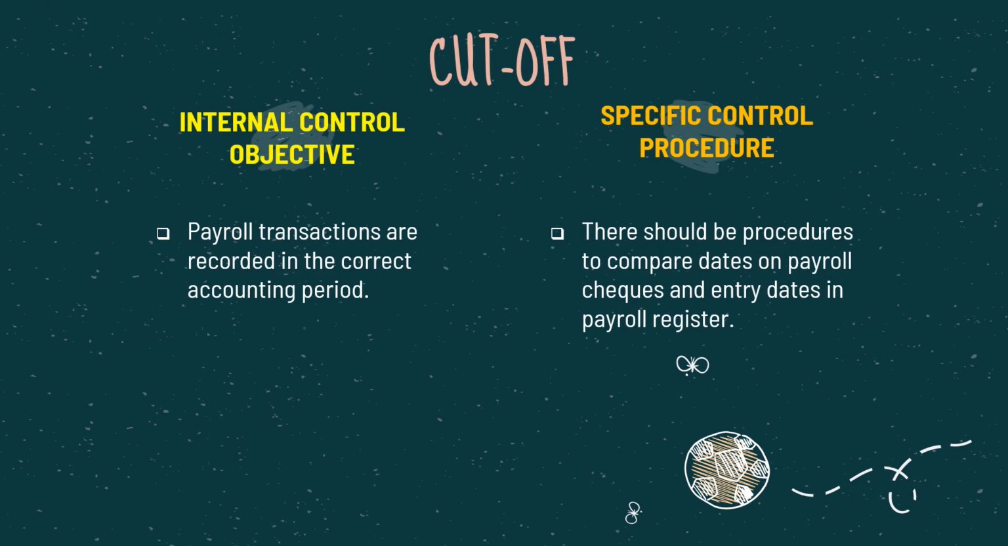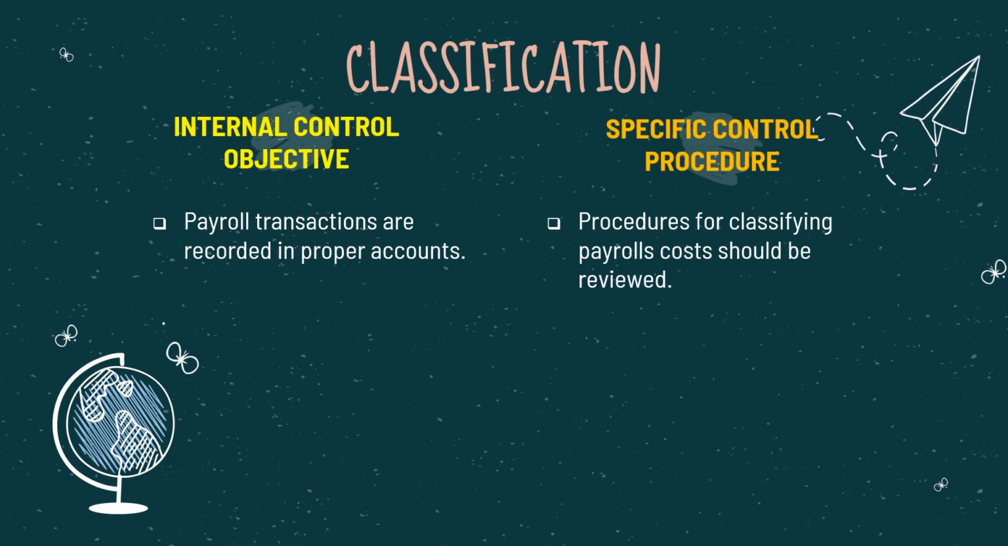The next objective of internal control is cut-off. The payroll transactions are recorded in the correct accounting period. The specific control procedure is: there should be procedures to compare dates on payroll checks and entry dates in the payroll register. Lastly, the objective of internal control is classification. The payroll transactions are recorded in the proper accounts. The specific control procedure is: the procedure for classifying payroll costs should be reviewed.